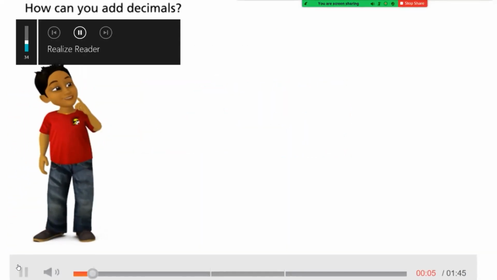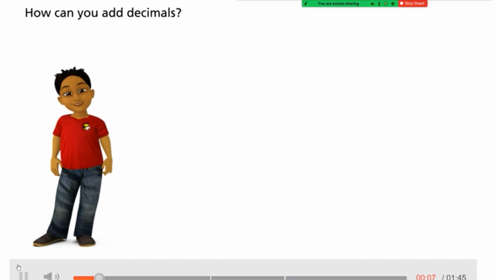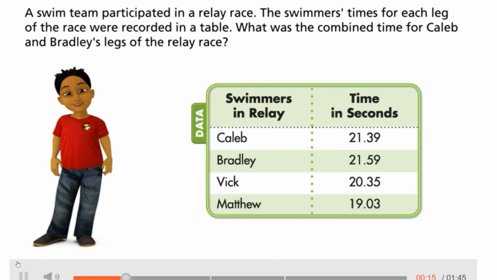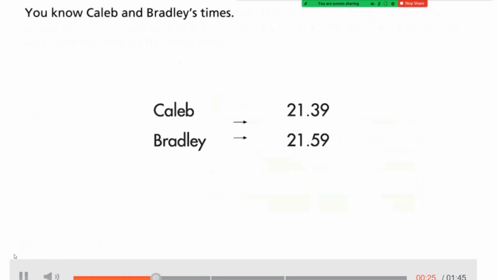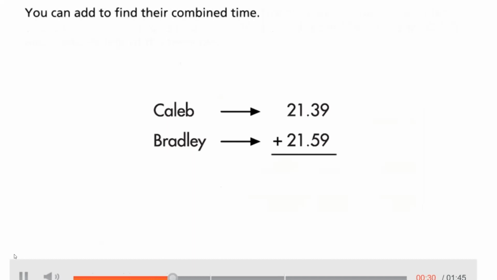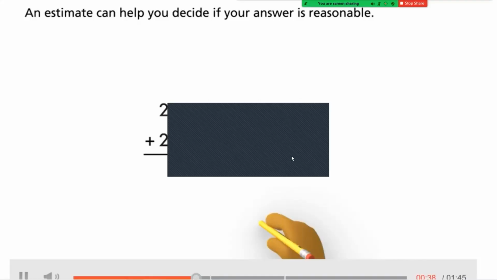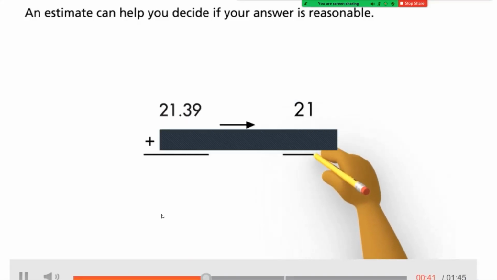How can you add decimals? A swim team participated in a relay race. The swimmers' times for each leg of the race were recorded in a table. What was the combined time for Caleb and Bradley's legs of the relay race? You know Caleb and Bradley's times. You can add to find their combined time. An estimate can help you decide if your answer is reasonable. 21 plus 22 equals 43.